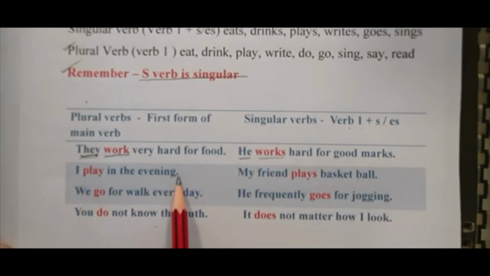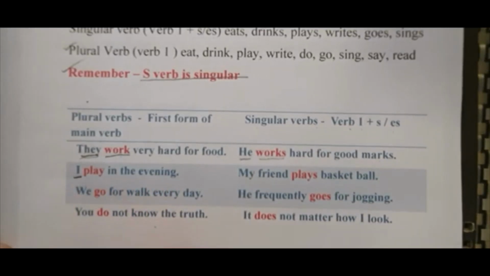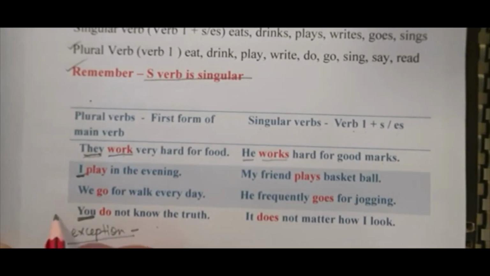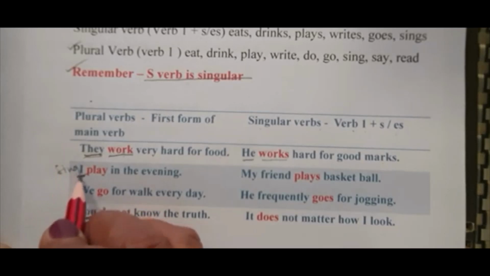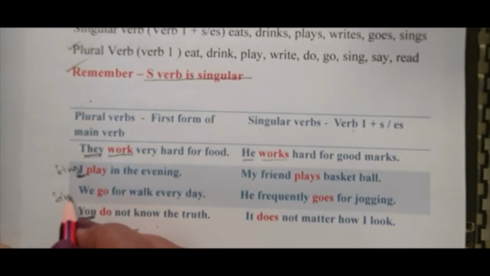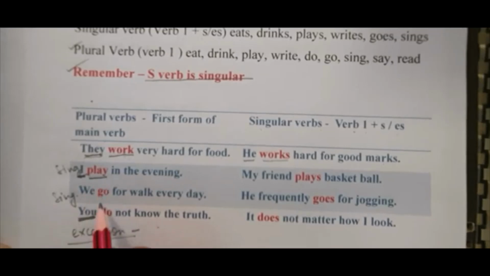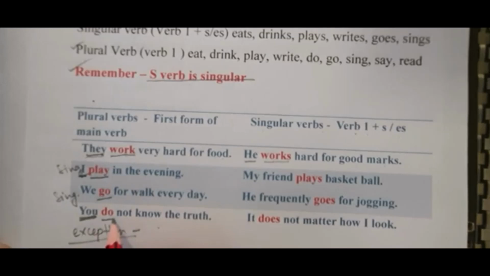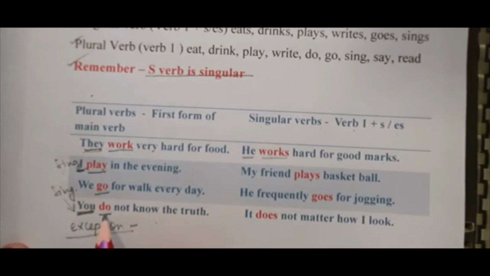I play in the evening. Here I is singular, but I is special case. This thing also you should remember that I and you, this is exception. Though I is singular, you is also singular, but they take plural verb. There is no S. Plural verb. Okay, so you should remember that I and you are exception. I is singular, you is singular. Still, they take plural verb.